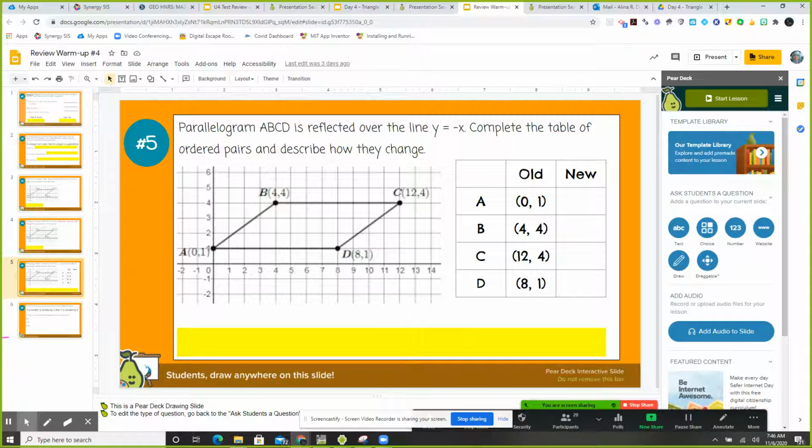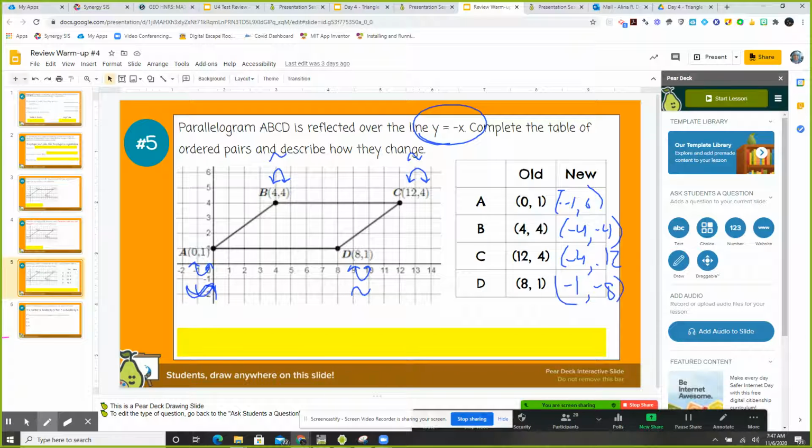I'm so impressed with you guys on this one. Everybody I looked at did the correct thing. You're going to take all those points and you're going to do what to them? Flip and negate. So we are going to flip and negate every single one of those points. Ooh, that's supposed to be a little squiggle. So I get -1, 0, and -4, -4, and -4, -12, and -1, -8. Boom. Okay, they're going to flip across this diagonal line, and my parallelogram is going to be over here somewhere in quadrant 3.